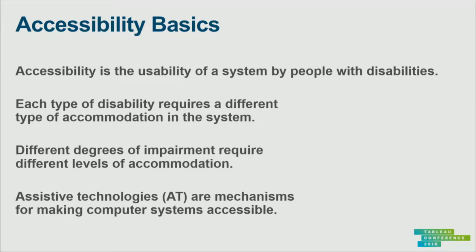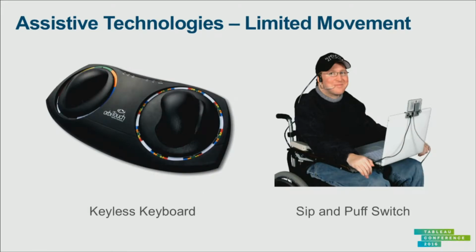And so one of the things as it relates to computer systems are things called assistive technologies. So accessibility is all kinds of systems, could be a wheelchair ramp, and so forth, but we're talking about computers here with Tableau. And so AT or assistive technologies are mechanisms by which we make computers accessible. To give you an idea of what some of these look like, for limited movement, keyboard use or mouse use can be difficult or impossible.